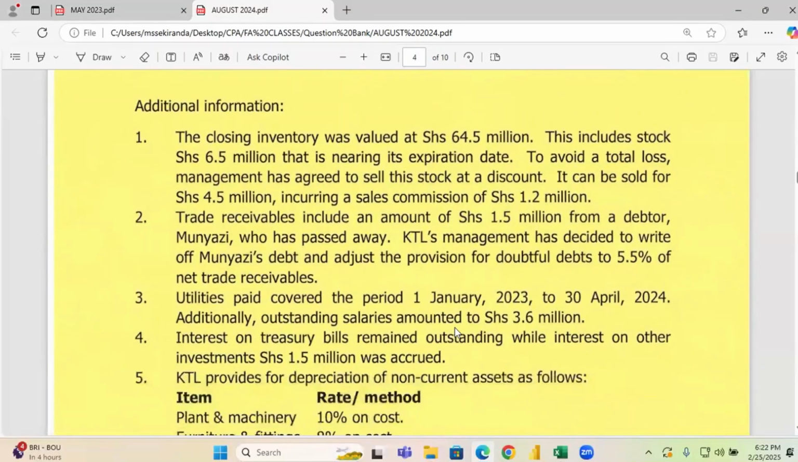Note 2, trade receivables include an amount of 1.5 from a debtor, Munyazi, who has passed away. KTL's management has decided to write off Munyazi's bad debt and adjust the provision for doubtful debts to 5.5% of the net trade receivables. Utilities paid covered the period of 1st January 2023 to 30th April 2024. Additionally, outstanding salaries amounted to 3.6. Interest on treasury bills remained outstanding, while interest on other investments, 1.5, was accrued.